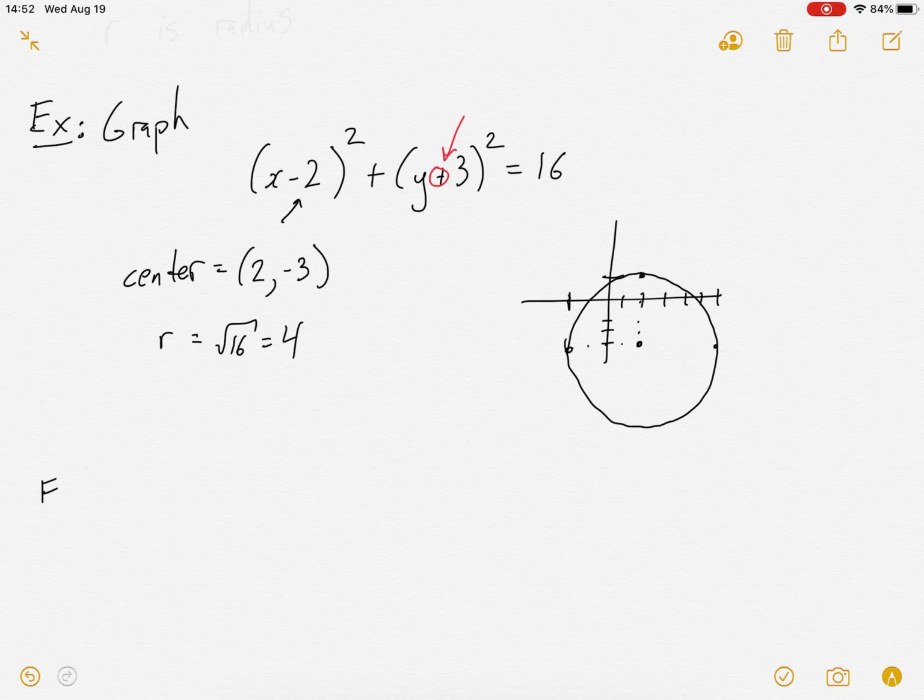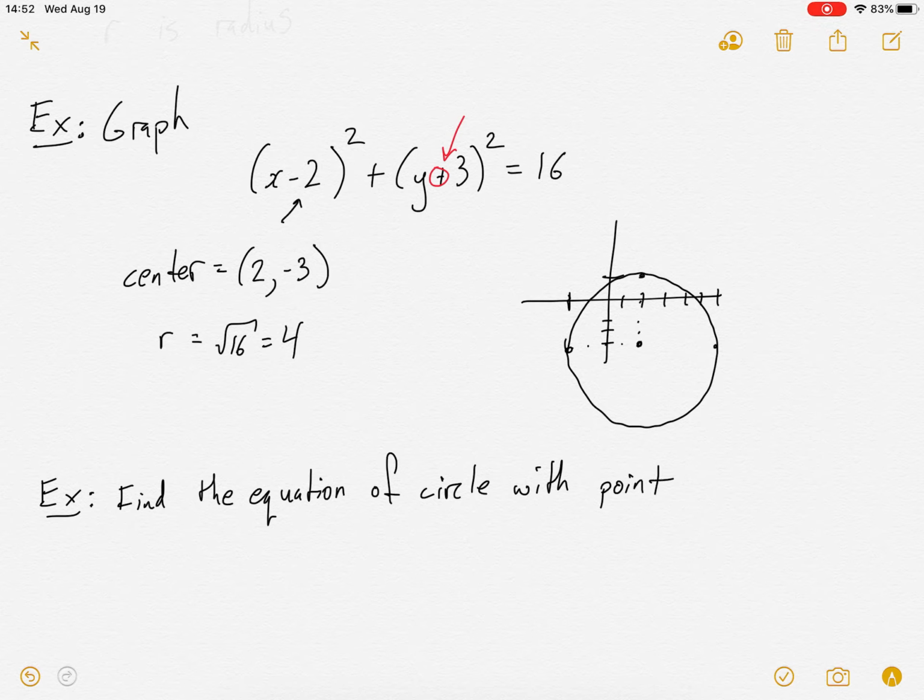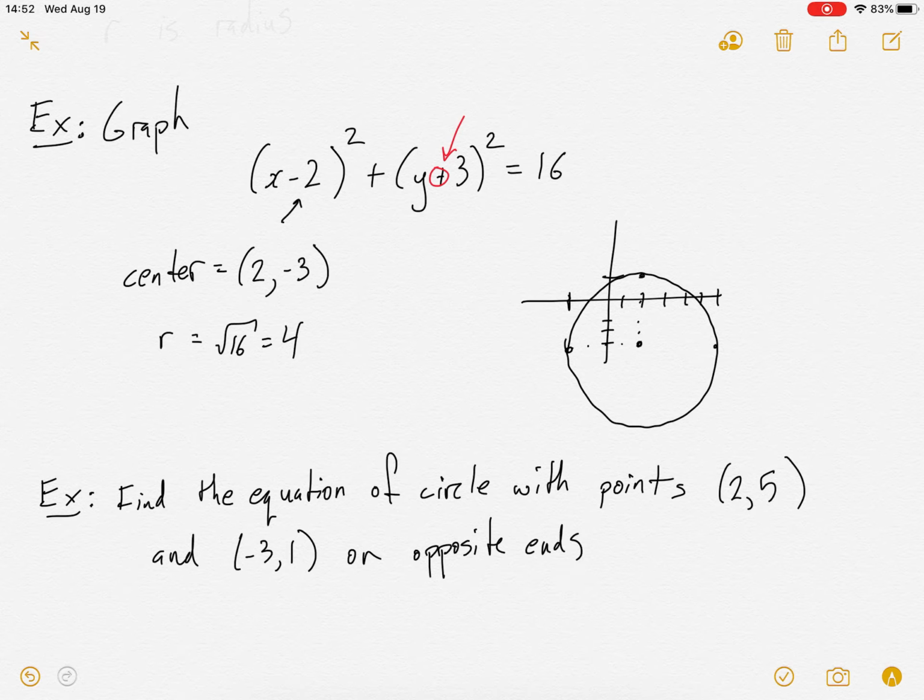Okay, now the next example I want to do kind of goes the opposite way. If you're given some information about the graph, can you find the equation of the circle? So let's say we want to find the equation of a circle with points (2, 5) and (-3, 1) on opposite ends of a diameter.